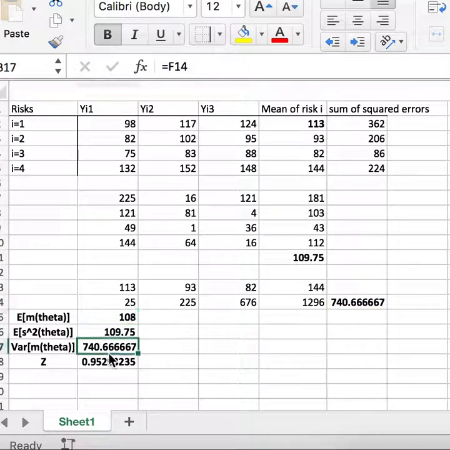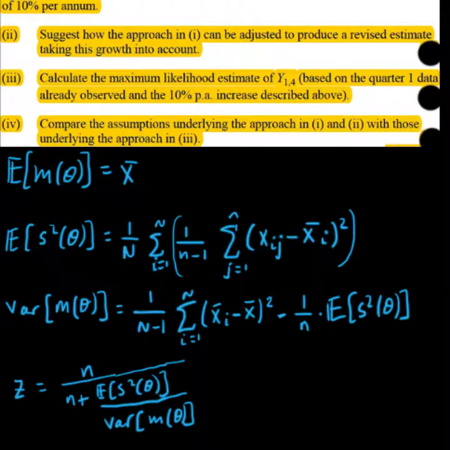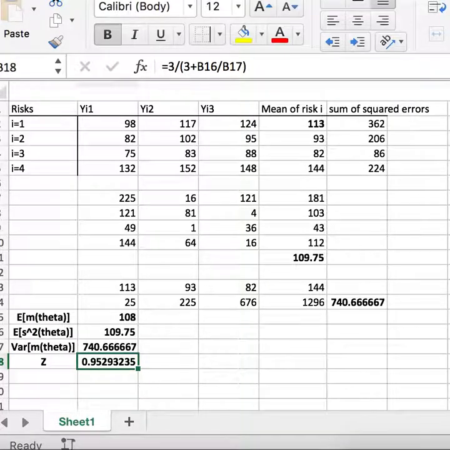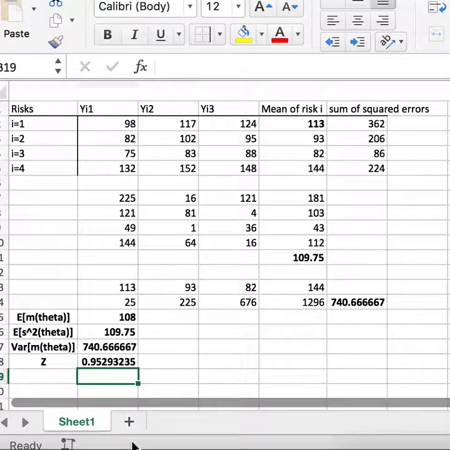I've already taken the liberty of working out what Z is. Z is n, the number of years, 3 years, divided by the number of years plus this ratio over here, which is basically telling us how much to rely upon the quarters and how much to rely upon the other years. This number is fairly small, therefore that whole ratio is going to be fairly small, therefore Z is going to be pretty big, saying that we should put a bit more reliance on the quarters.